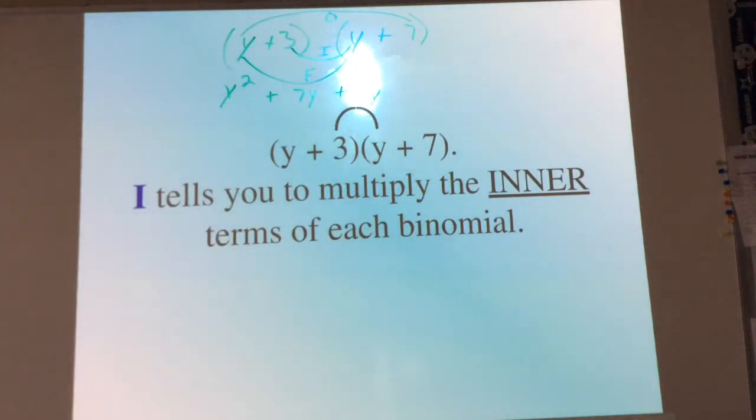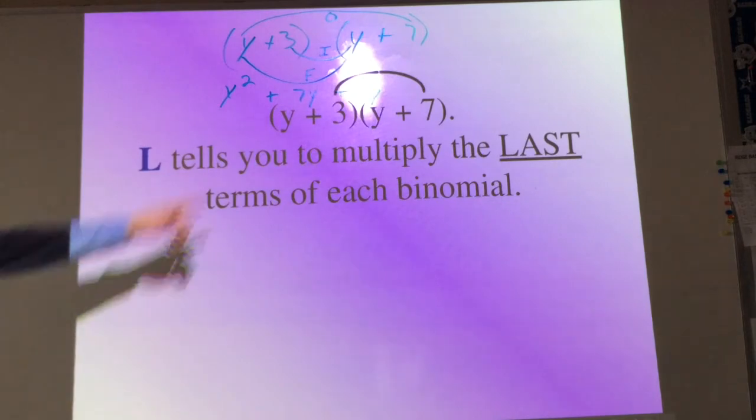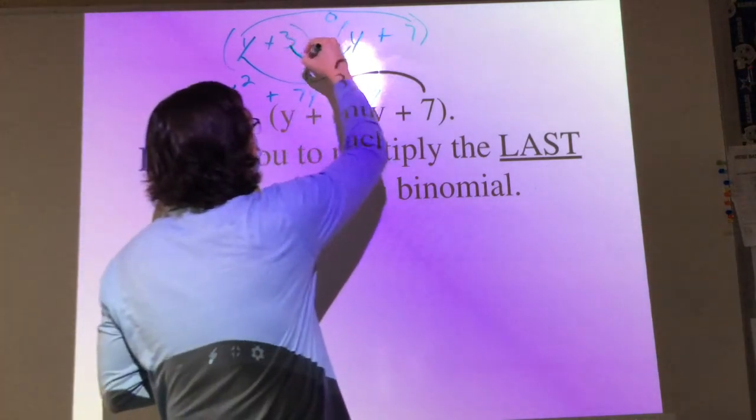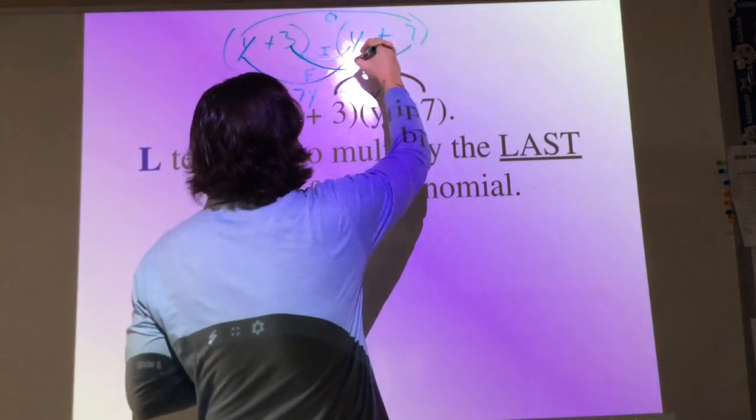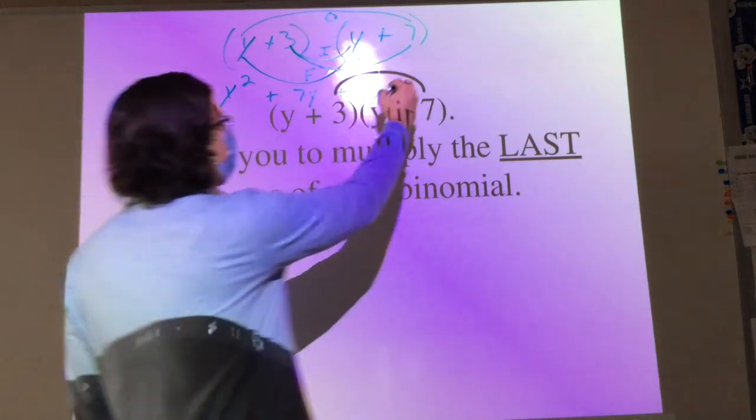Okay, and then finally, our last step is going to be our last. And that's going to be the two last numbers. So for instance, it's going to be 3 and 7, because those are the two last numbers in this set. What is 3 times 7? 21.